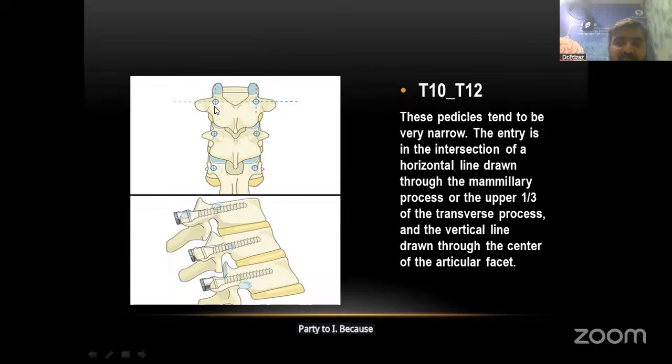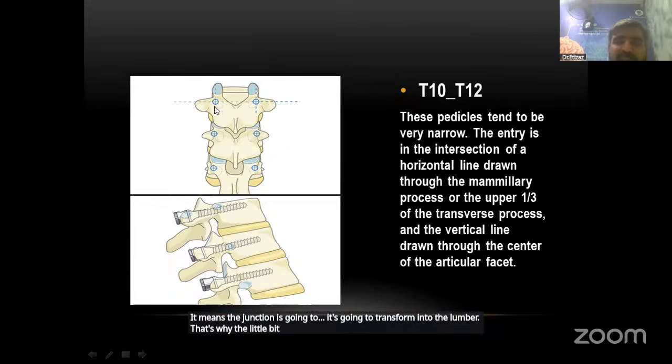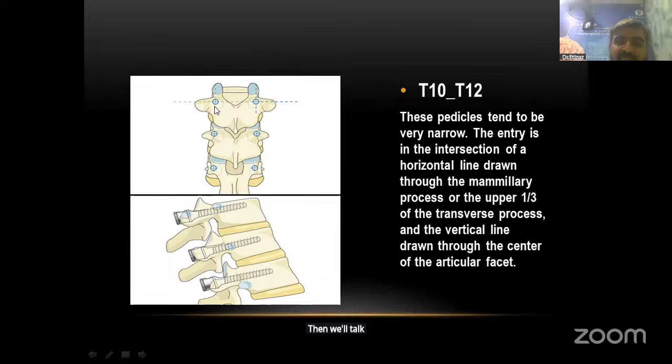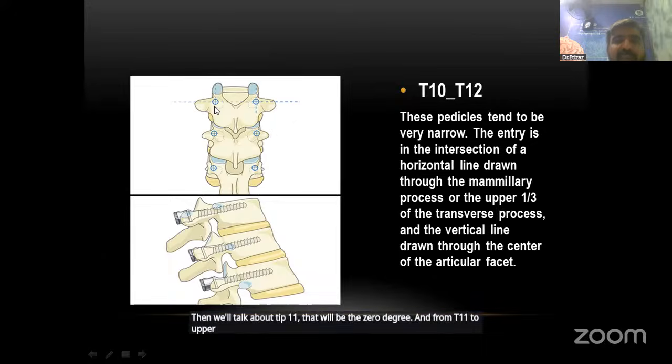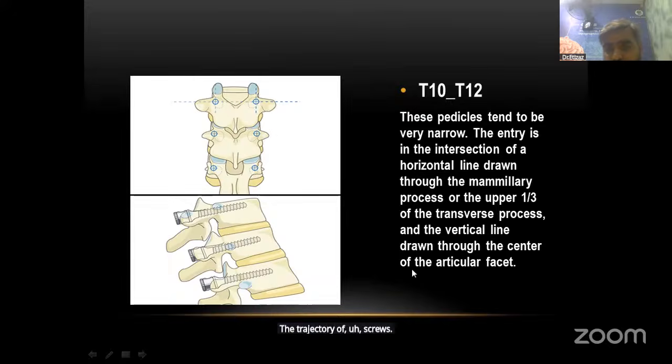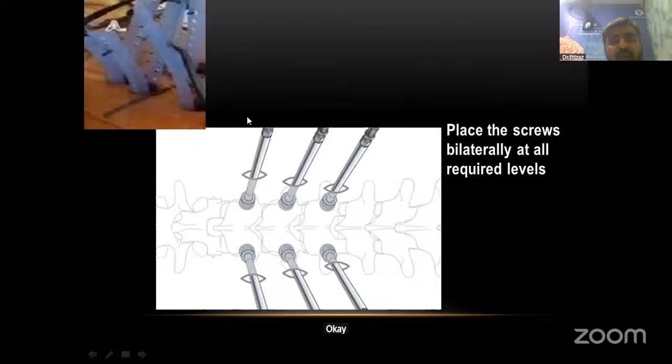Because T12 is the junctional area. It means the junction is going to transform into the lumbar. That's why a little bit of lateral projection will be there in T12. That is -5 laterally. When we talk about T11, that will be 0 degrees. And from T11 to the upper levels, add 2 degrees medially. This is the direction, you can say the trajectory of screws. Okay, so in this direction of the trajectory, you all know.